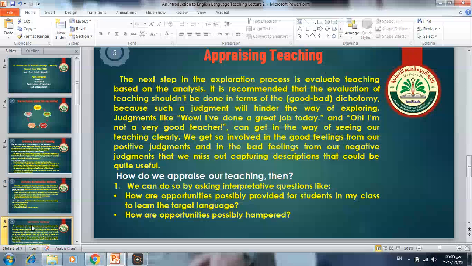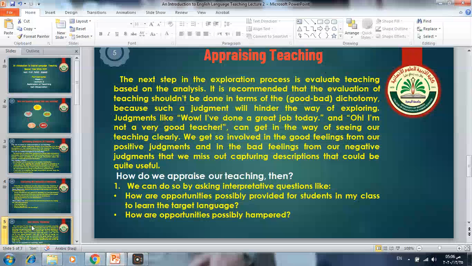Because if we give such a judgment, this will interrupt the way of exploration. It will not make the process of exploration unbiased; it will make the process of exploration biased. Judgments like, wow, I have done a great job today, and oh, I'm not a very good teacher, can get in the way of seeing our teaching clearly. So they will hinder the way we see our teaching clearly.